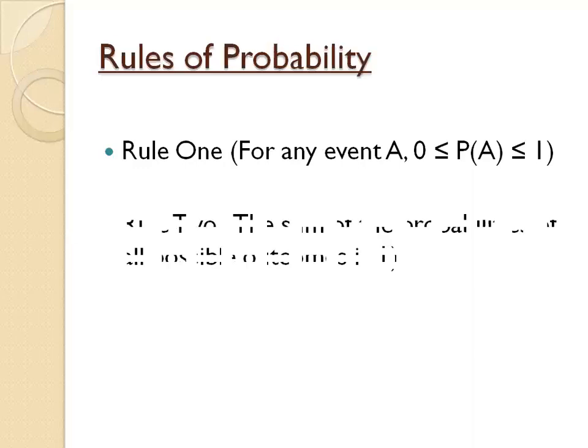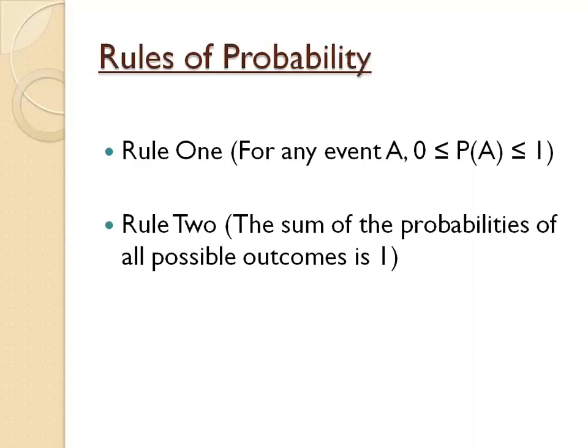And rule 2 says the sum of probabilities of all possible outcomes is 1. That means if we are tossing a coin, we are getting 2 probability events, head and tail. Probability of having a head and probability of having a tail. If we add these 2 probabilities, the summation will always equal 1. If there are more than 2 probabilistic outcomes, 4, 5, 6, anything, and we add all these values, the summation will always equal 1.